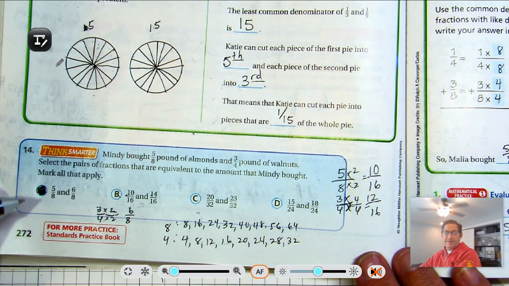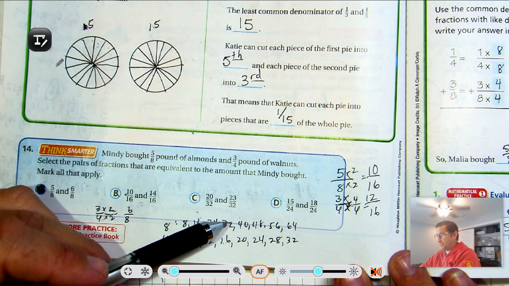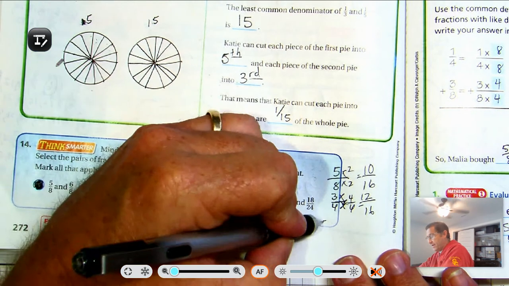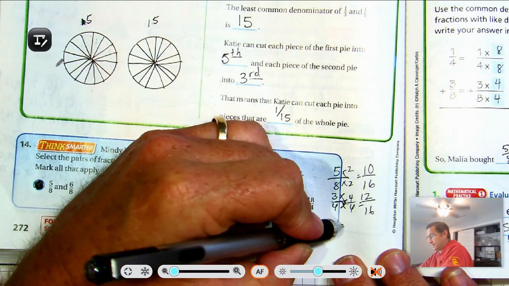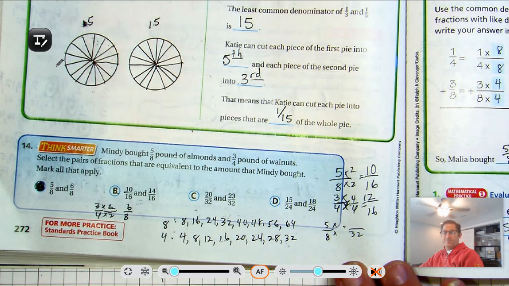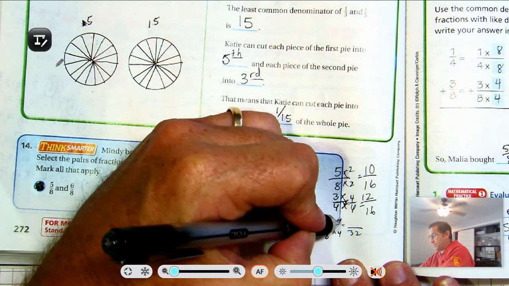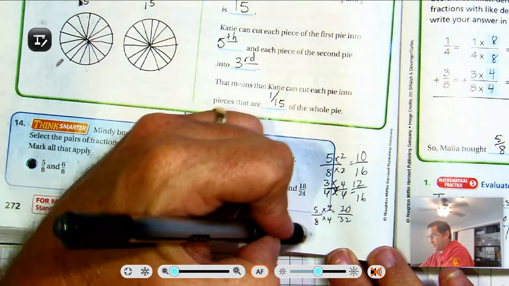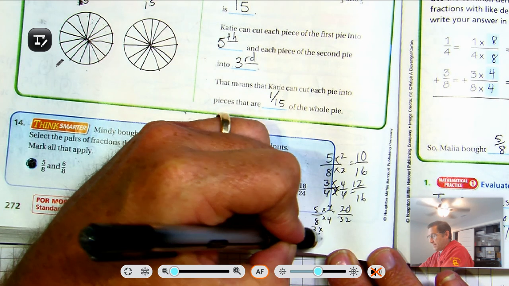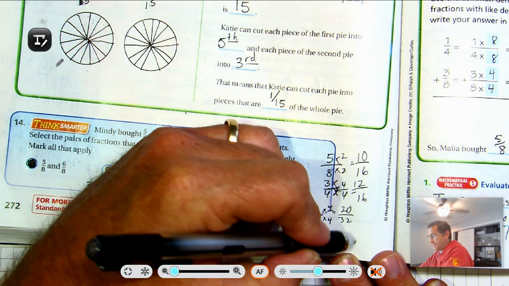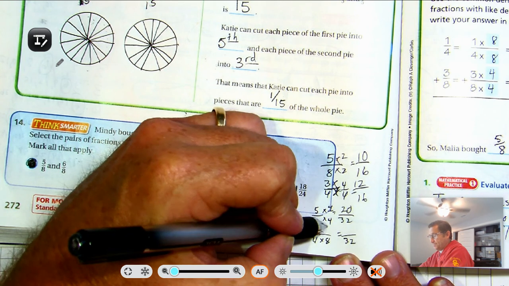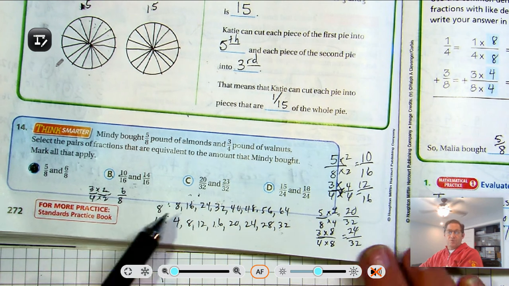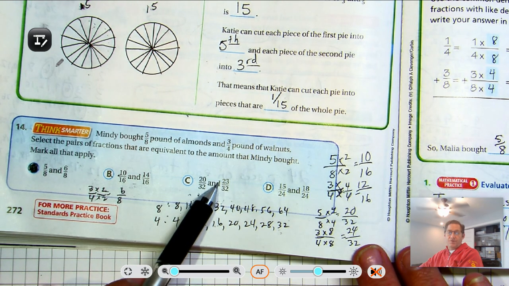So not B. 30 seconds. I do see that they could both become 30 seconds. So let's see. 5/8 times what is 30 seconds? 8 times 4. 5 times 4 is 20. So that does work. Let's see the other one. 3/4 times what gives us 30 seconds? 8. 8 times 3 is 24. So no, it should have been 24/30 seconds, not 23/30 seconds.